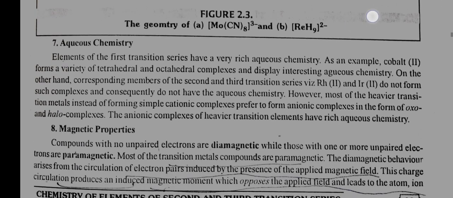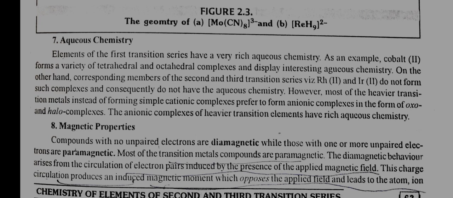Seventh, aqueous chemistry. Elements of the first transition series have a very rich aqueous chemistry. As an example, cobalt(II) forms a variety of tetrahedral and octahedral complexes and displays interesting aqueous chemistry. On the other hand, corresponding members of the second and third transition series, Rh(II) and Ir(II), do not form such complexes and consequently do not have the aqueous chemistry.